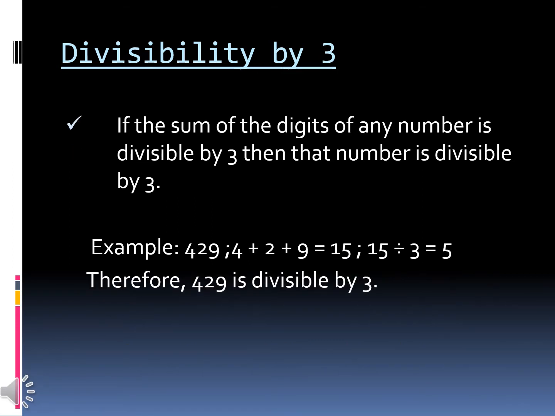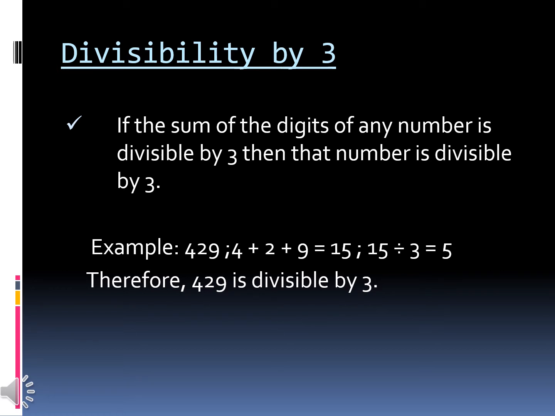Next is the divisibility test of 3. So how are we going to do this? We need to find out the sum of the digits, right? If the sum of digits of a number is divisible by 3, then the complete number is divisible by 3. Let's take up an example, 429. So there are 3 digits, 4, 2 and 9. Let's find out the sum of the digits. As you can see, 4 plus 2 plus 9 is equal to 15.